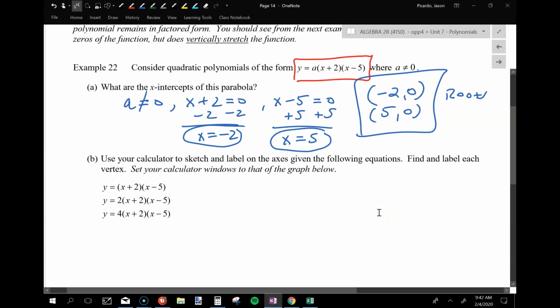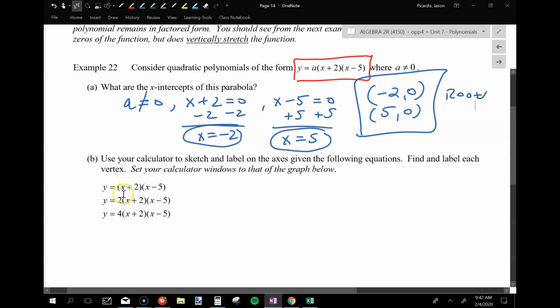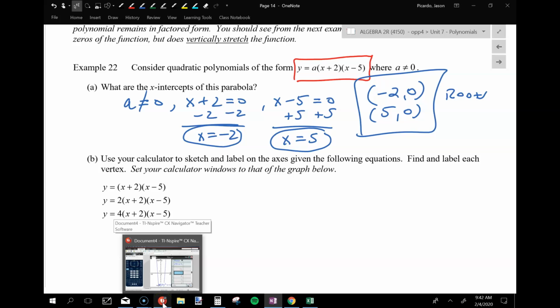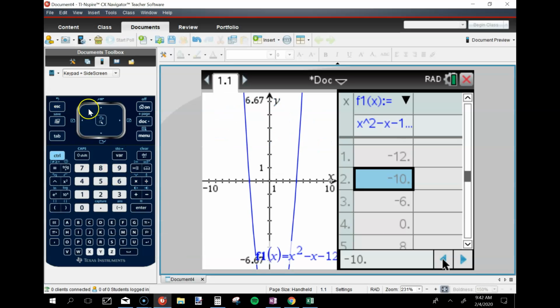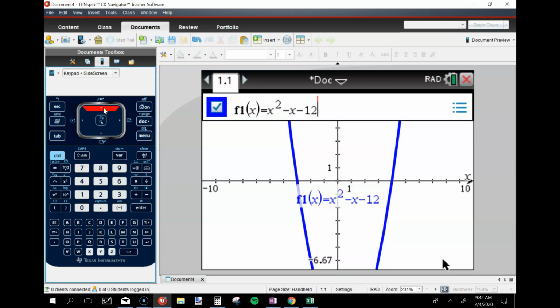Use your calculator to sketch and label on the axes given the following equations. So guys, what am I doing here? I have the exact same factors, except what am I doing with my A's? I have an A of 1, an A of 2, and an A of 4. And so what do you think this is going to prove to you? It's going to prove to you what I just explained. The A value will not change the roots. So watch, this is the proof of that, okay?